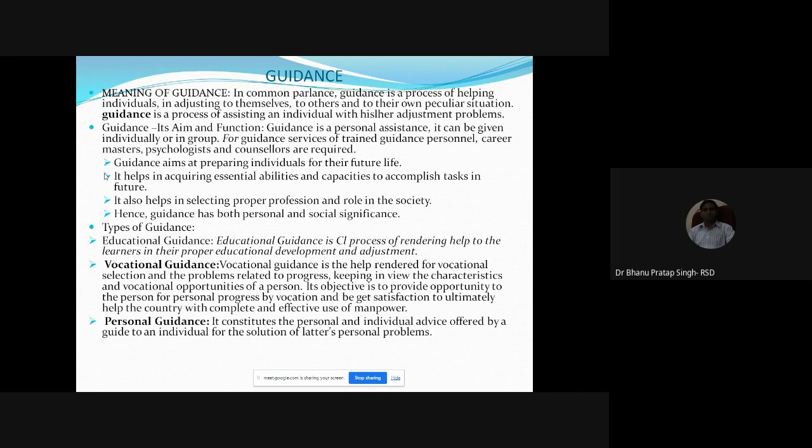So guidance, it is a common word. Guide means help the individual, and for what? To adjust. So guidance is a process of assisting an individual with his or her adjustment problems.